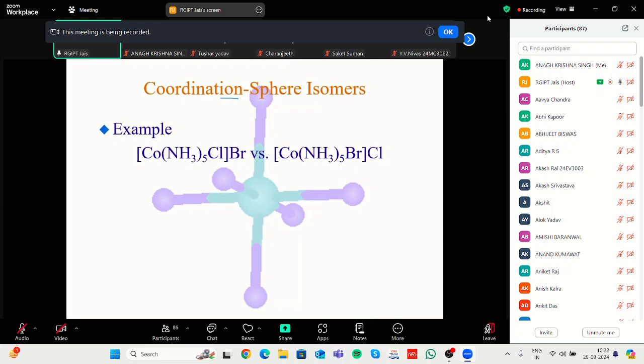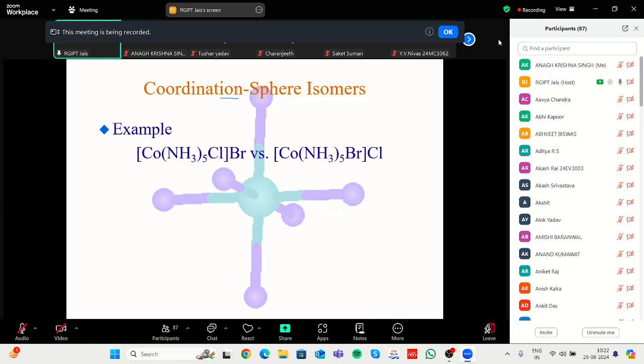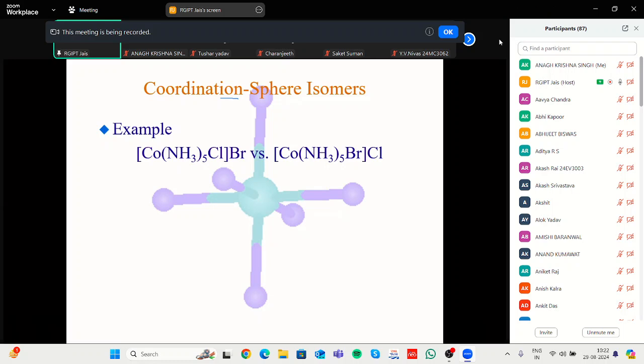If we take an example of cobalt pentaammine chloride with the last one attached with bromine. If bromine is inside the sphere or bromine is outside the sphere, the ligands attached are the same and the composition is the same, but the arrangement of bonds in the coordination sphere differs. In one case bromine is outside the sphere, in the second case chlorine is outside the sphere. That's why it has a different structural composition, meaning the bond connectivity with the central metal atom is different as compared to the other coordination complex.